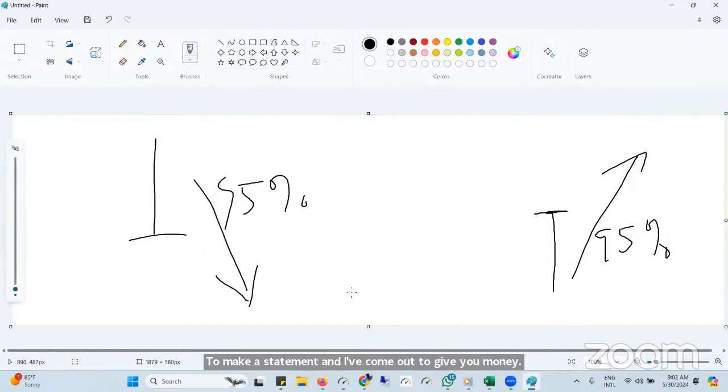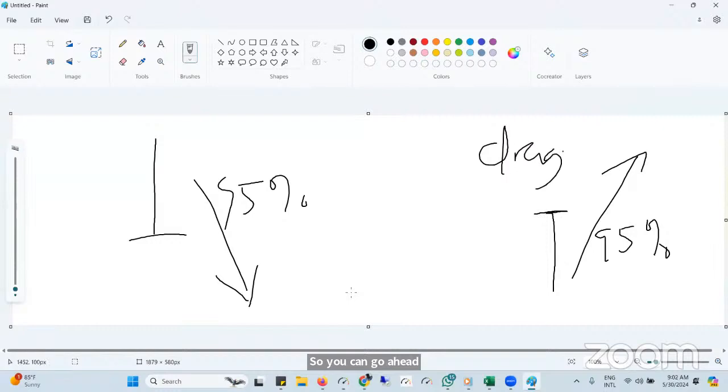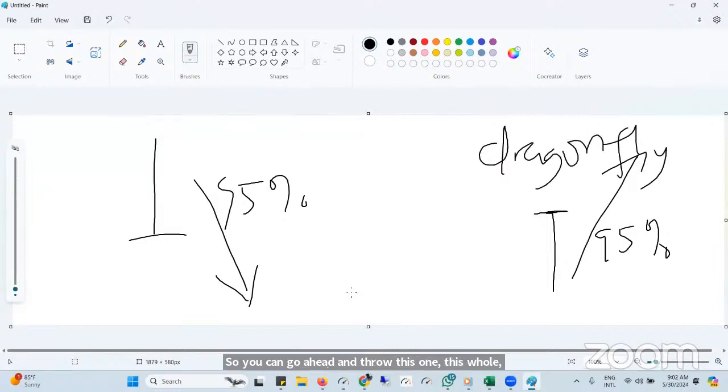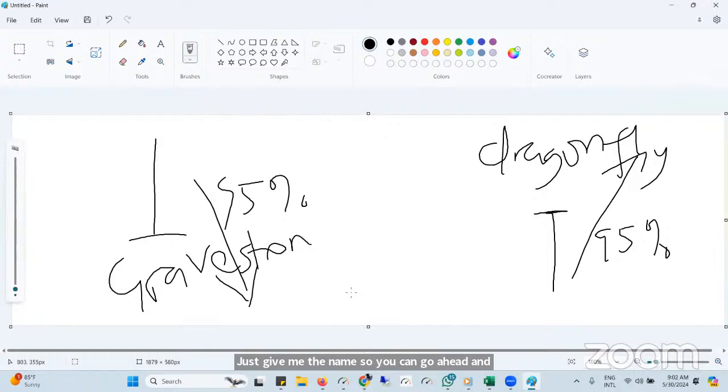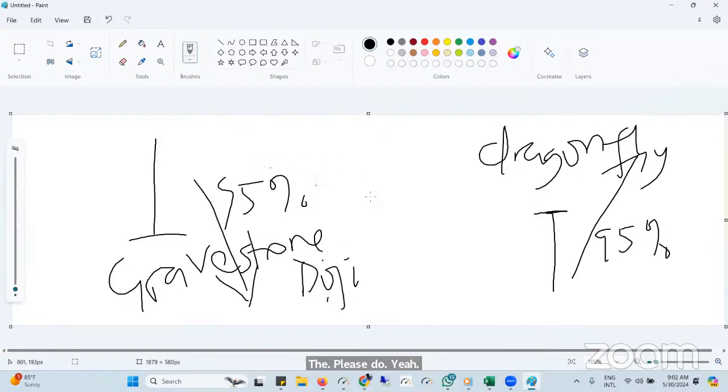This one is called Dragonfly, and this is the one we call Gravestone Doji. Just give it the name, and you can go ahead and Google them. Of course, you can use them for your benefit.